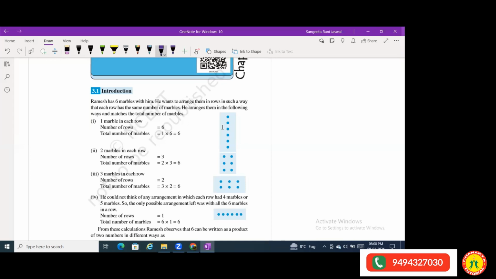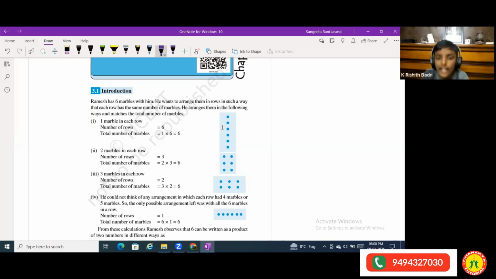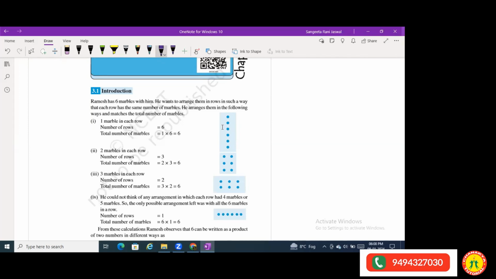In the All India test. But that is not in your class 6 syllabus. Yes, ma'am. After the exam I searched in my textbook also, and in my textbook it's not there. Maybe you will have it in class 7th or 8th.